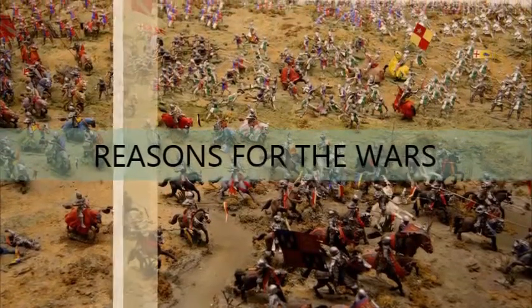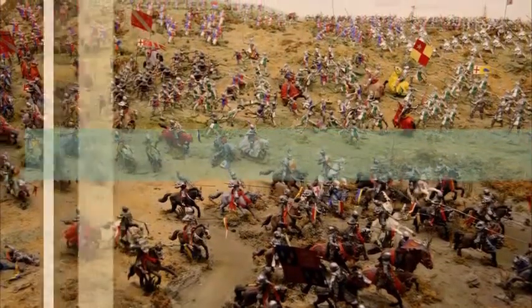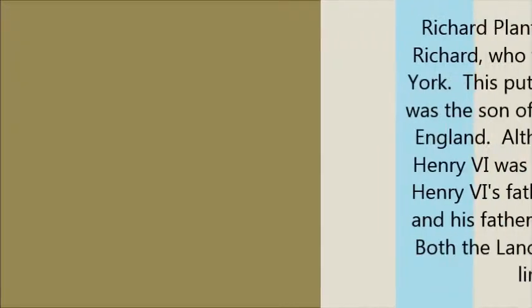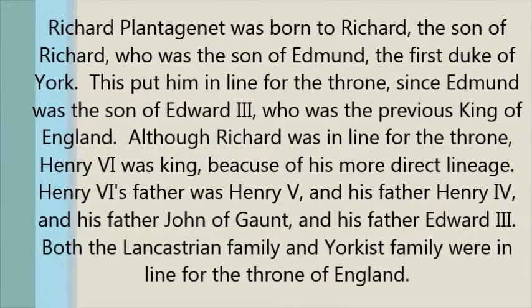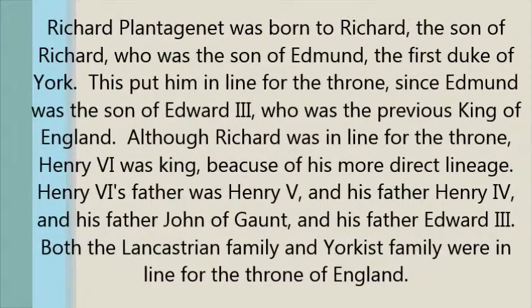Reasons for the wars. Richard Plantagenet was born to Richard, the son of Richard, who was the son of Edmund, the first Duke of York. This put him in line for the throne, since Edmund was the son of Edward III, who was the previous King of England.